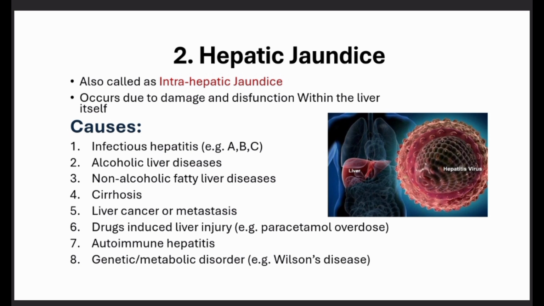Second type of jaundice is hepatic jaundice, also known as intrahepatic jaundice, which occurs due to damage or dysfunction within the liver itself. Its causes are infectious hepatitis, such as hepatitis A, B, C, alcoholic liver disease, non-alcoholic fatty liver disease, cirrhosis, liver cancer or metastasis, drug-induced liver injury, such as paracetamol, autoimmune hepatitis, genetic or metabolic disorder, for example, Wilson disease.